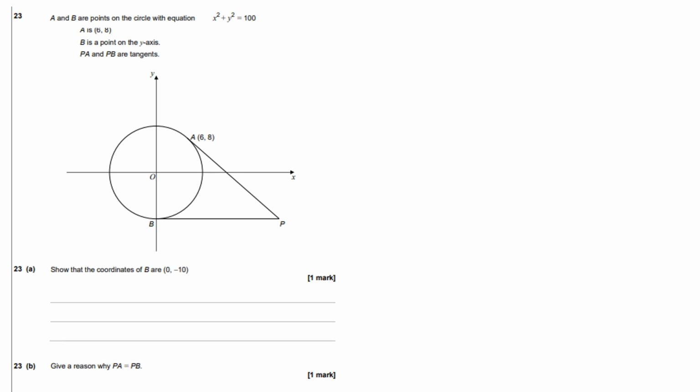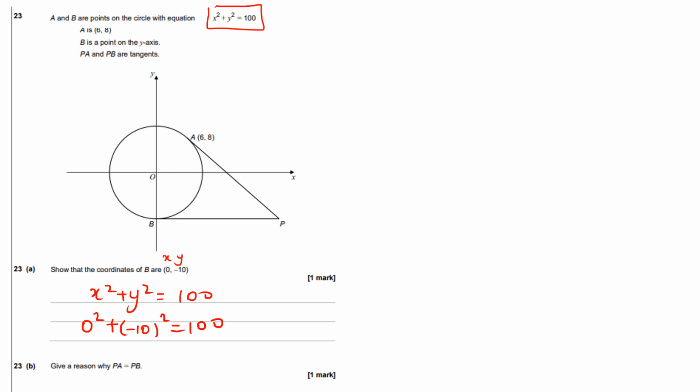If PA and PB are tangents, then they are equal to each other, because tangents from an external point are equal in length. So these two are tangents, and equal. Show that the coordinates of B are 0, negative 10. This is the x-axis, this is the y-axis. You could simply substitute it in here. So it's x squared plus y squared is equal to 100. So 0 squared plus negative 10 squared is equal to 100. And yes, it is equal to that.